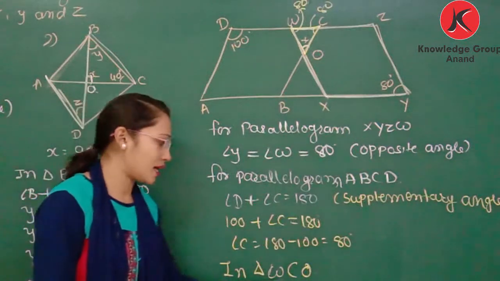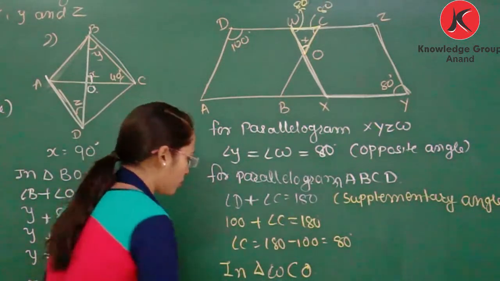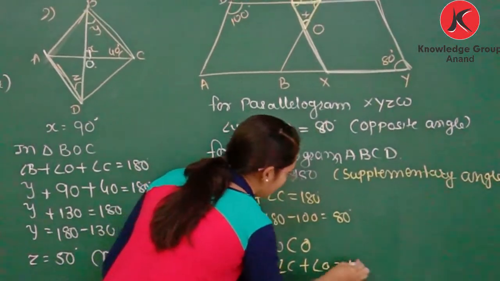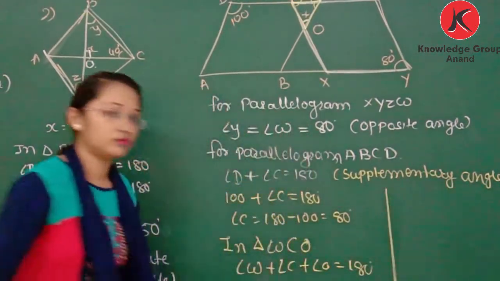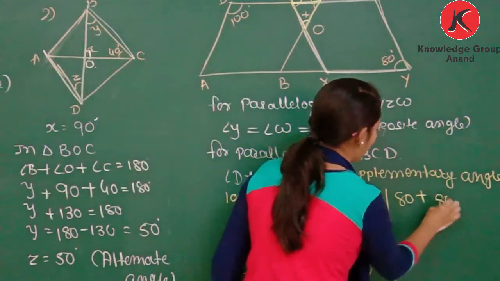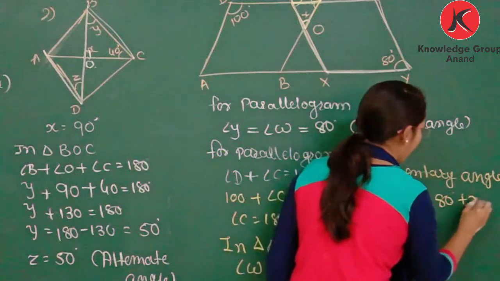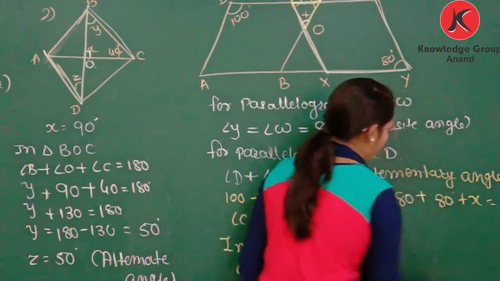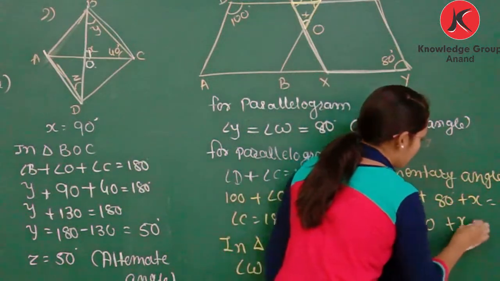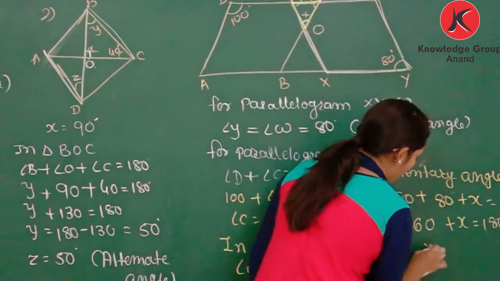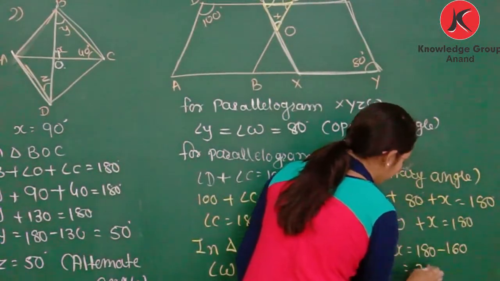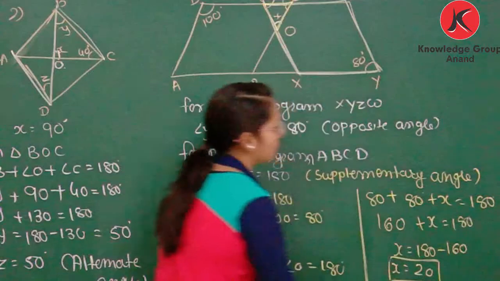WCO, in triangle WCO, angle W plus angle C plus angle O is 180. What is angle W? That is 80. C is also 80 and O is given as x. 80 plus 80, 160 plus x is equal to 180. So x is equal to 180 minus 160, that is 20. So the unknown angle is 20.